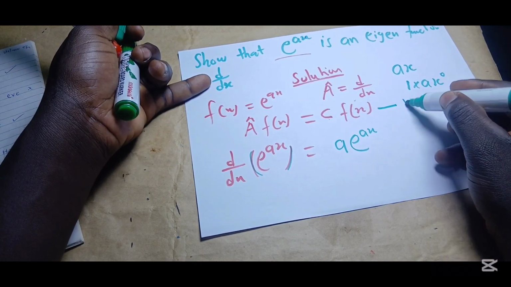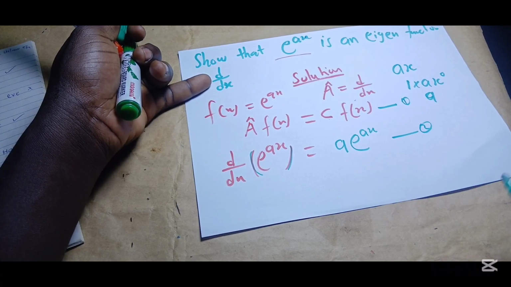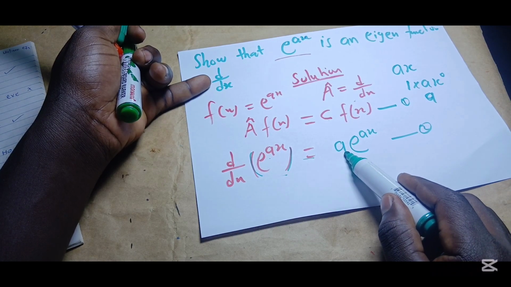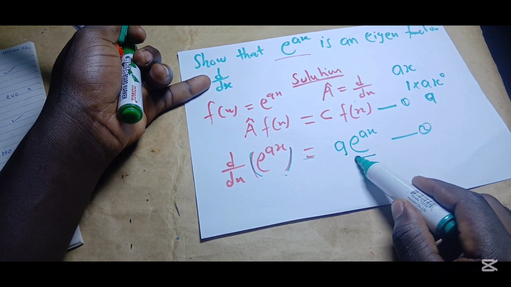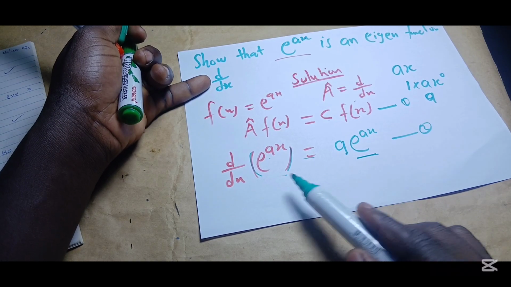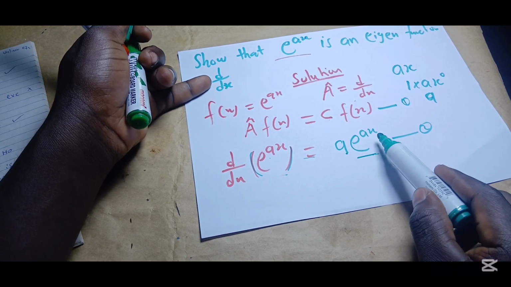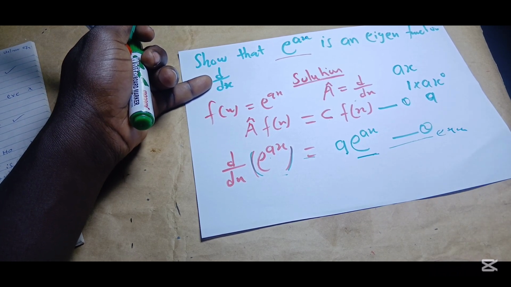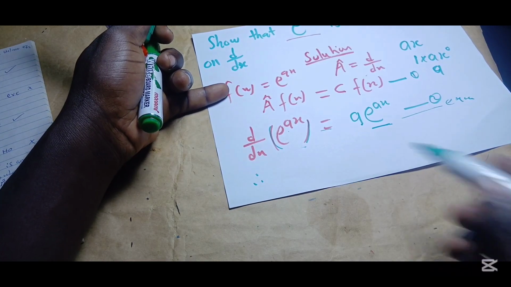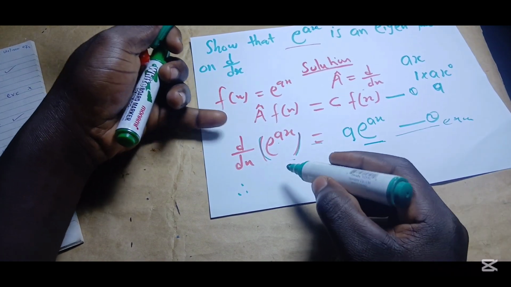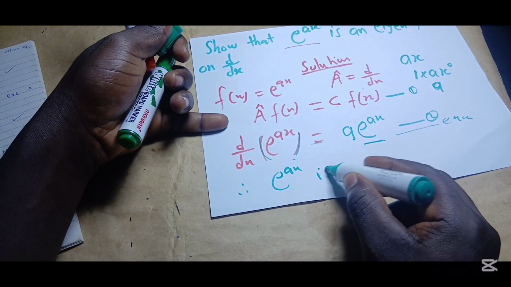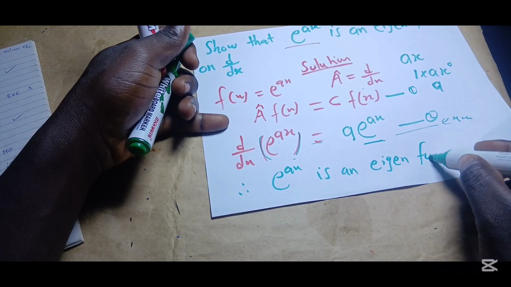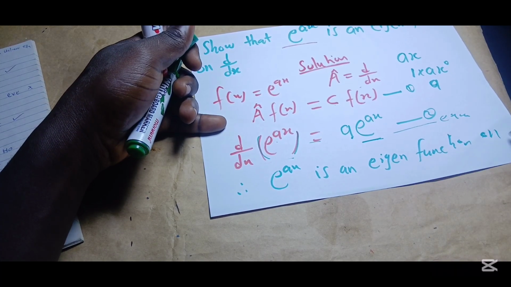Now we compare to our general equation. We have an operator operating on a function e to the power ax, and we've gotten a constant a and the function back. What matters here is that after operating on the function, we have the function back, so this is an eigenvalue equation. Therefore, e to the power ax is an eigenfunction of d dx.